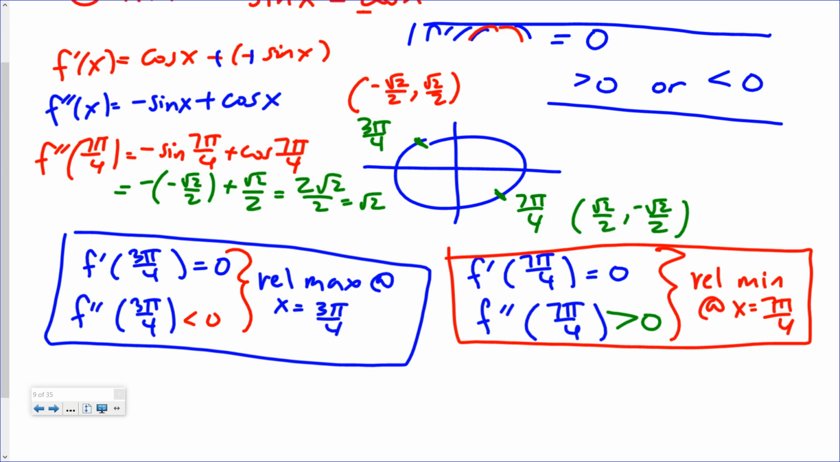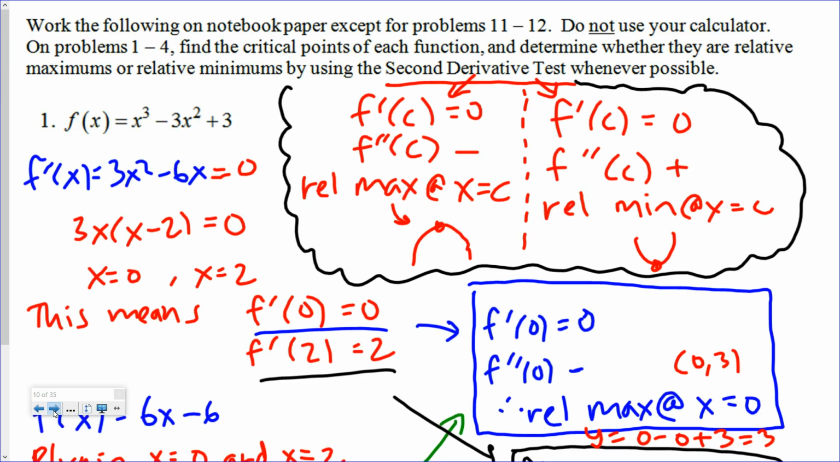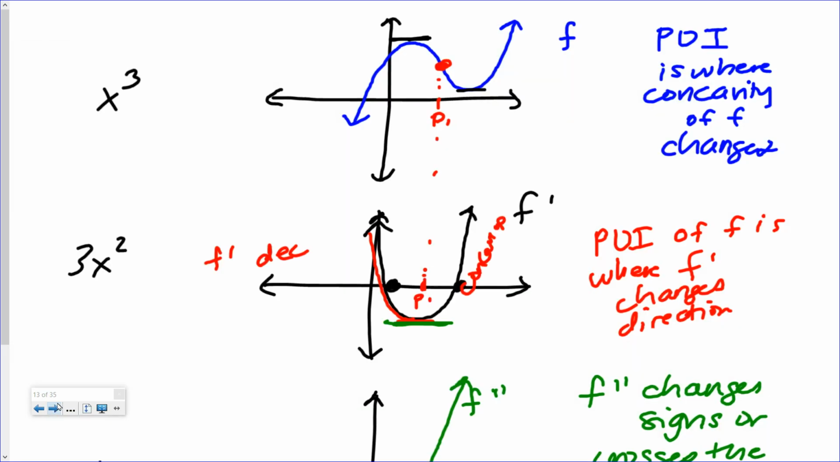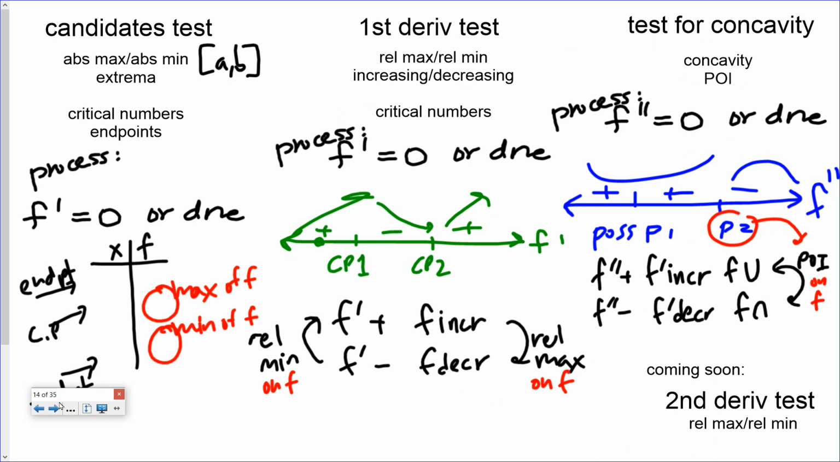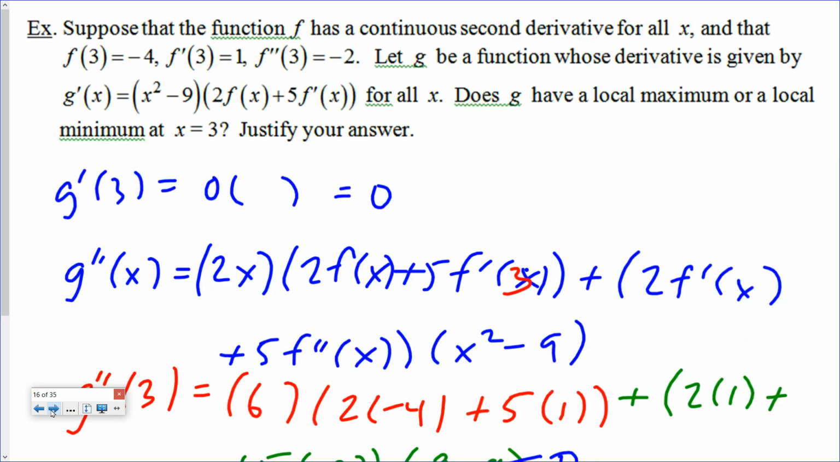Any questions on the second derivative test? Not terrible, right? Feel like you could do it? Okay, so let me go to number 5. That's going to be terrible. Okay, so let's go to number 5, guys.